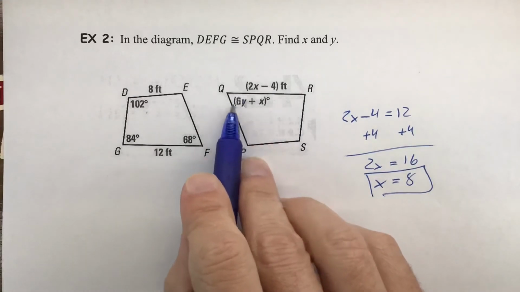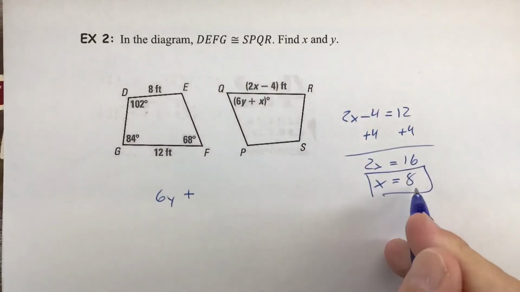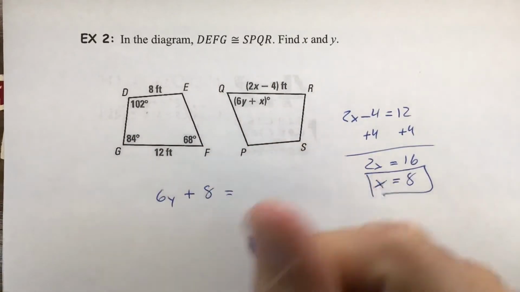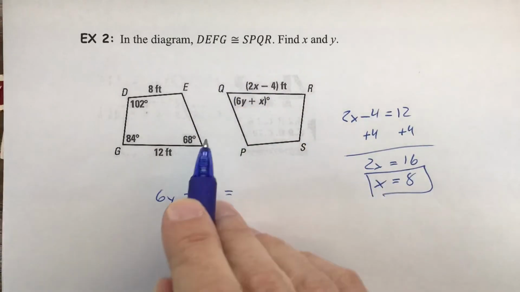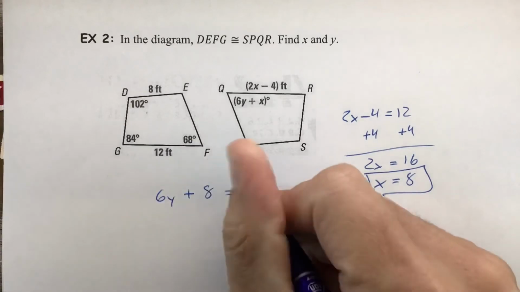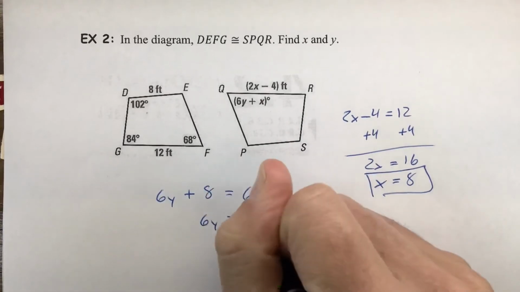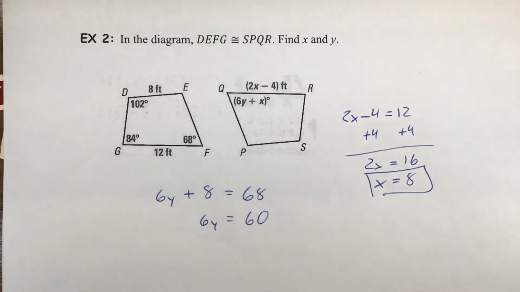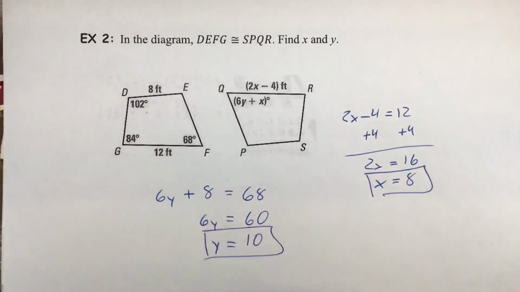y is inside of angle Q. All right, so we got 6y plus x, but we just figured out that x is 8. Q is the third letter, and F is also the third letter, so F being 68 degrees is what we can set this equal to. Go ahead and subtract the 8. We get 6y is equal to 60. Divide by 6, and y is equal to 10.